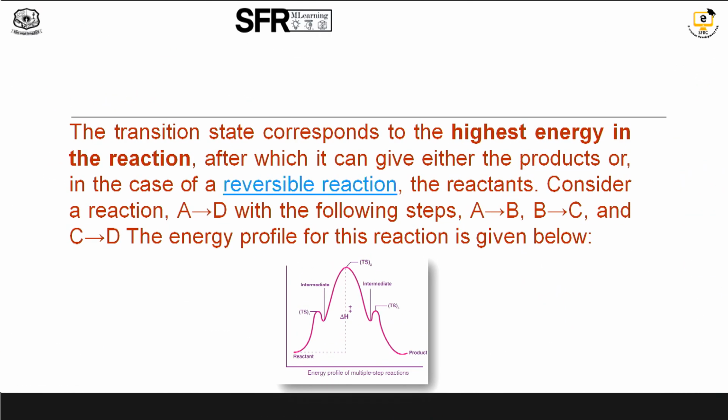The transition state corresponds to the highest energy in the reaction, and it can give either the products or, in the case of a reversible reaction, the reactants. Okay. So consider a reaction A giving D. We may expect the steps A to B, B to C and C to D, and the energy profile for this reaction is given below. Here you can visualize the presence of intermediates as well as transition states when multiple steps are involved, A to B, B to C and C to D.